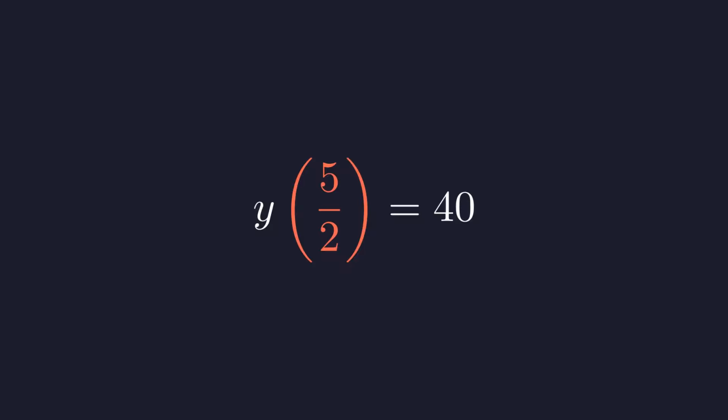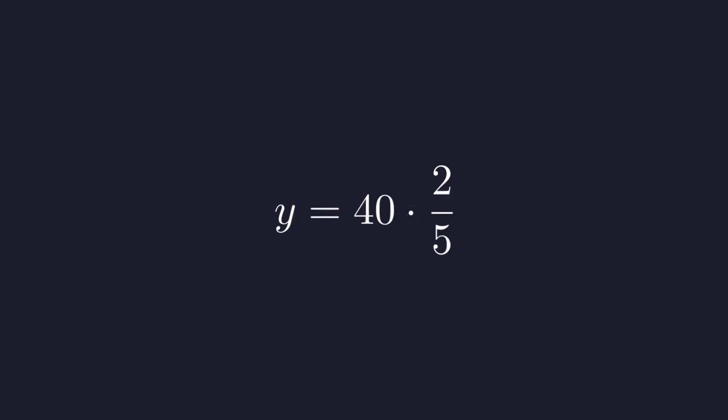To get y by itself, we multiply both sides by the reciprocal of 5/2, which is 2/5. That gives us y equals 40 times 2/5. Let's compute this. 40 times 2/5. Well, 40 divided by 5 is 8, times 2 gives us 16. So y equals 16.